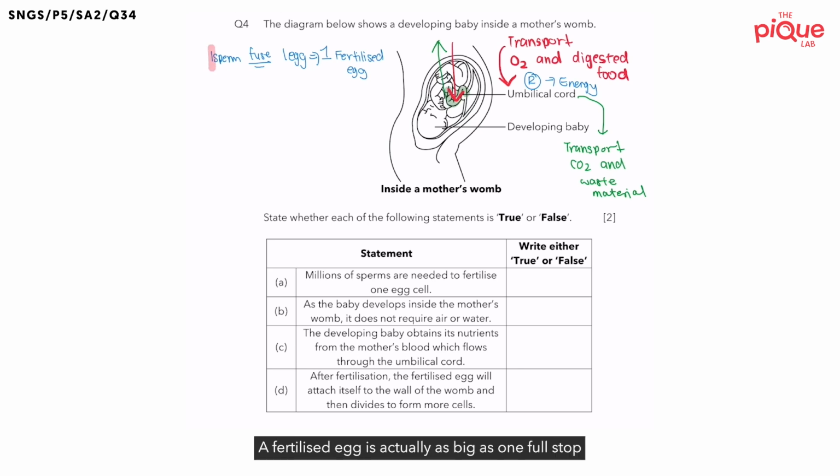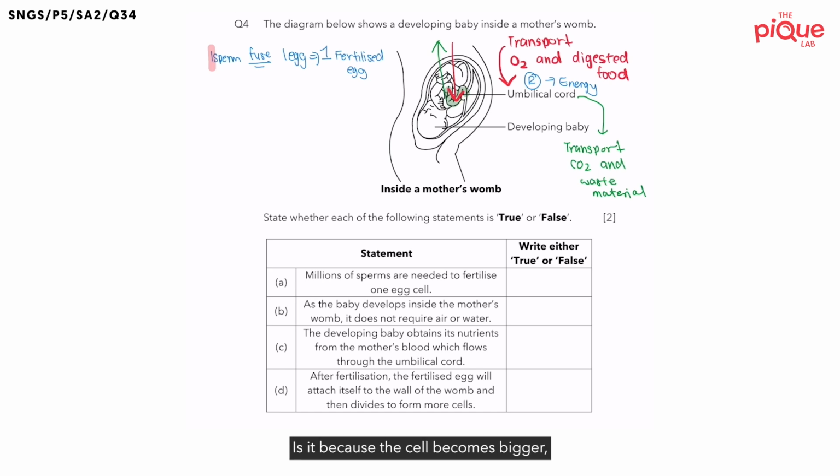And do you know how big is a fertilized egg? A fertilized egg is actually as big as one full stop of a very sharp pencil. That is very small, right? And if you look at the developing baby, it is way bigger than a full stop. So how can a very small fertilized egg become such a big developing baby?